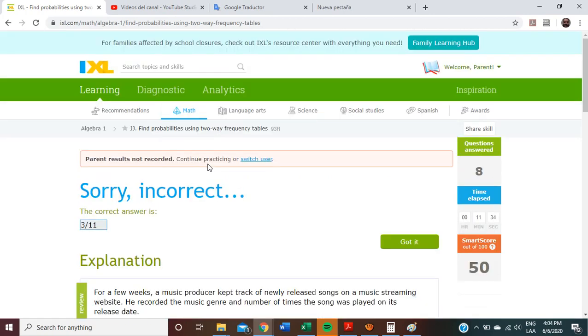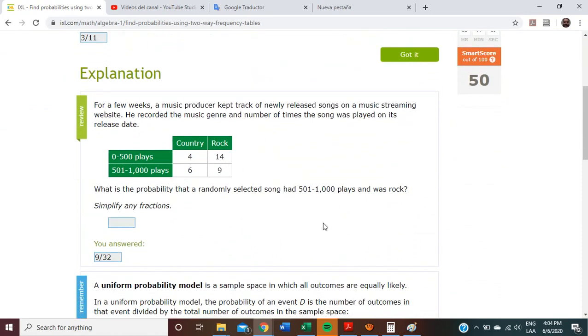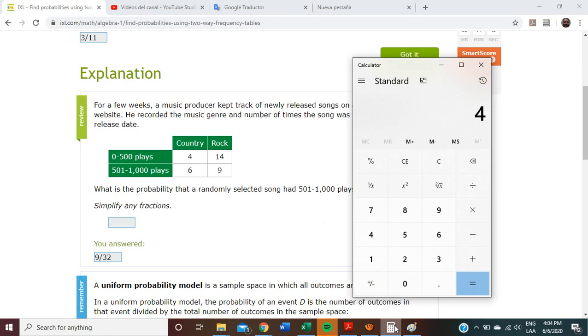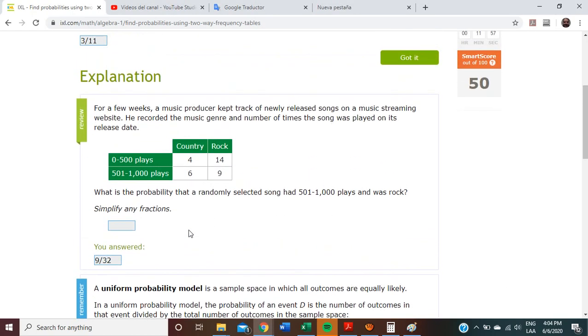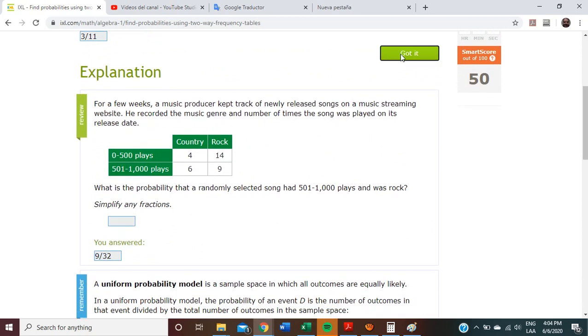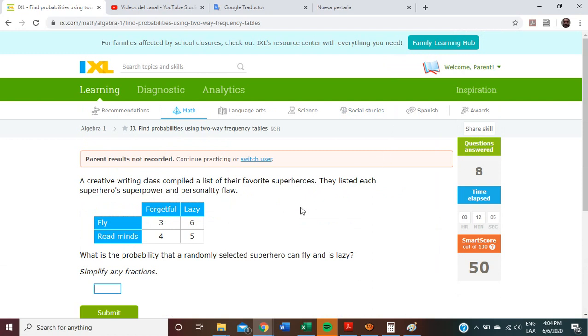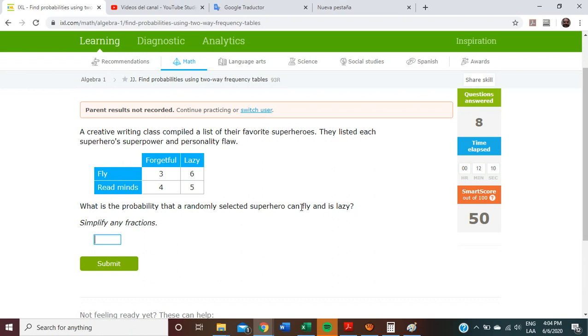Submit. Oh, it was 9 out of 33, I guess. So I made a mistake right here. 4 plus 6 plus 14 plus 9 equals 33. Yeah, that was my mistake. It was not 32, it was 33. And then we have to simplify it, and the answer is going to be 3 out of 11. Sorry about that, guys. Never mind. Let's just continue. It was a rookie mistake.